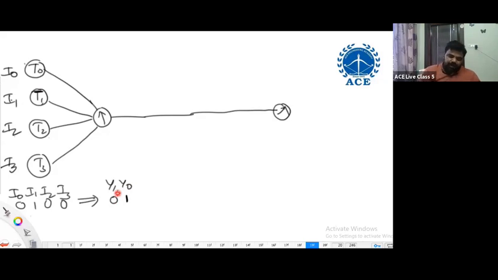Right now at the receiver end, it is receiving 01. Then what should I do? I have again 4 receivers.